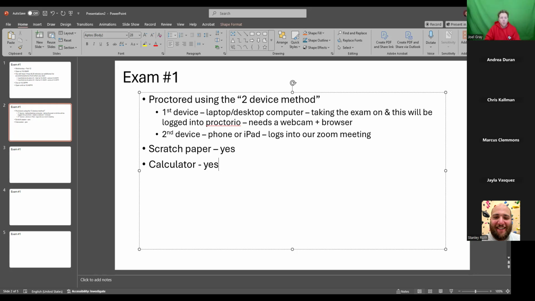I will need you, however, to have your phone or whatever your second device is have your speaker on, because I might message you at some point during the exam and say, hey, I can't see this, or could you adjust this? Zoom will be the mechanism that I can communicate with you, or you can communicate with me during the exam. You'll be able to ask a question for that purpose. Okay, so scratch paper, yes. Calculator, yes.